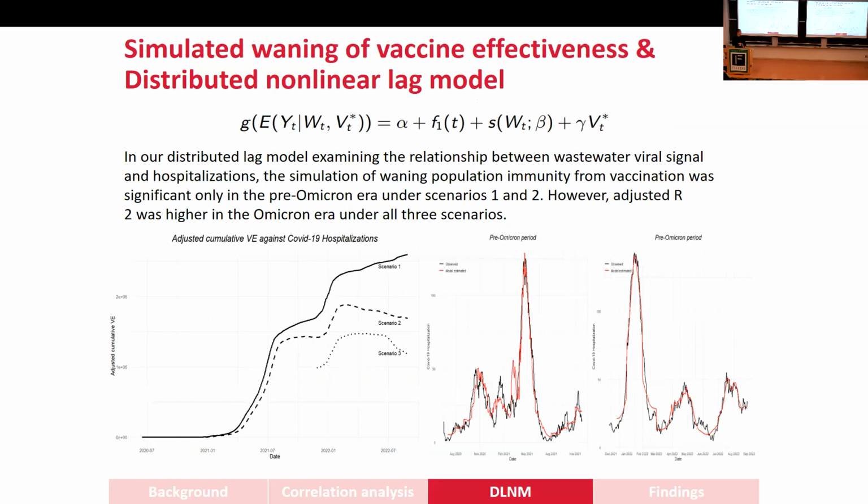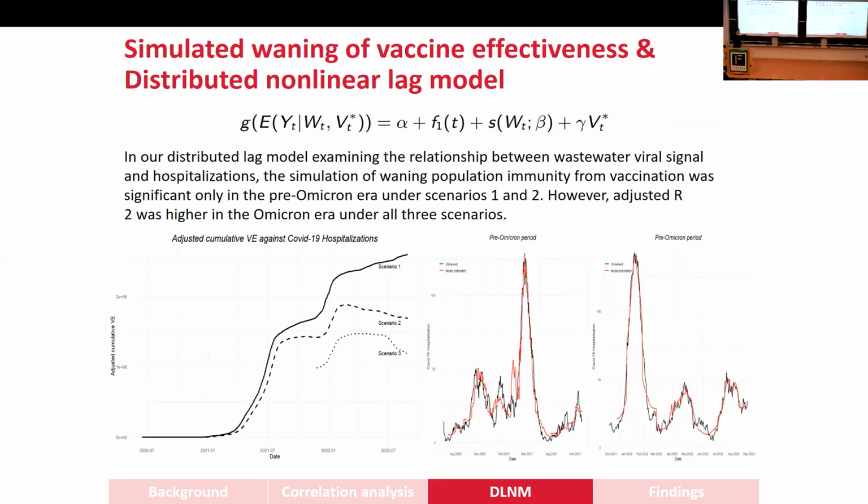So I won't go into too much detail about the model. I'll just summarize what we included in the model. So we have the time varying intercept, and then we have the nonlinear association from wastewater viral signals. And we also included the simulated vaccination effectiveness.